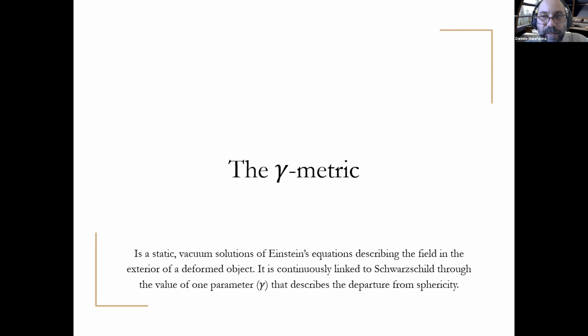The easiest and the most straightforward and most meaningful one to start with, it is the one that we've been dealing with for the past few years, is the so-called gamma metric, also known as Zipoy-Voorhees metric, which is a static vacuum axially symmetric solution of Einstein equations, which is continuously linked to the Schwarzschild solution through one parameter, usually called gamma, even though some people would prefer to call it Q, because it's a parameter that is connected to the quadrupole moment. And so it's a parameter that describes basically how deformed the source is from a sphere, where Schwarzschild being a sphere.